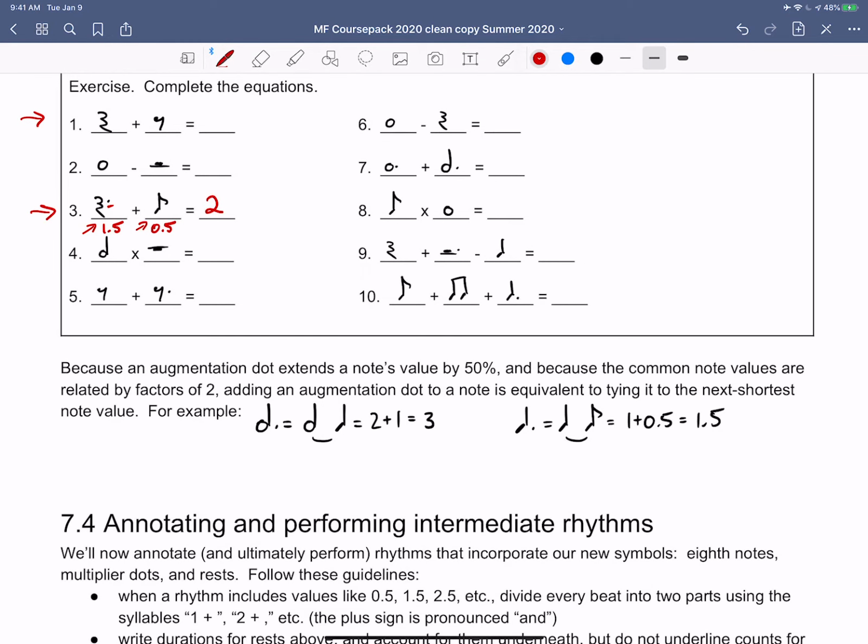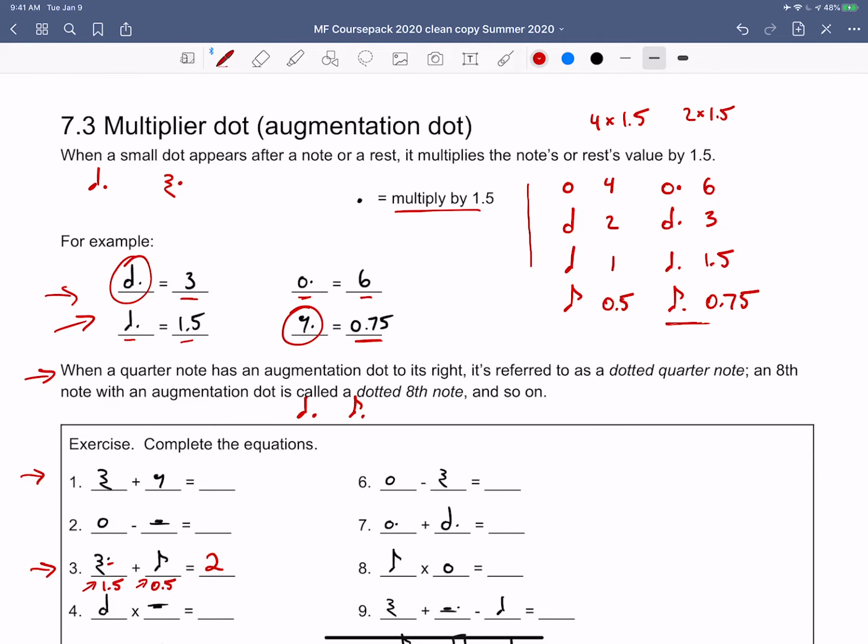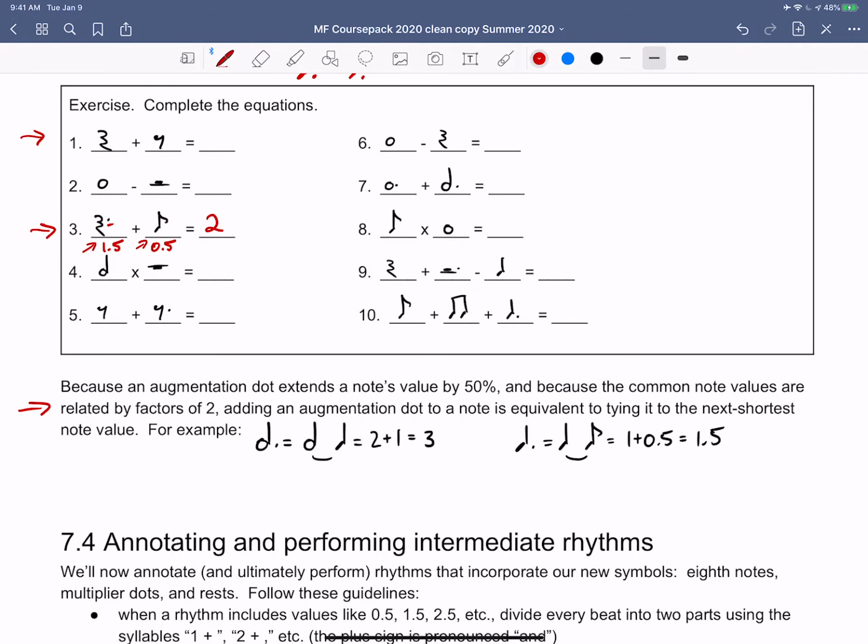Now, one other thing to mention, this is to clarify what I have in this paragraph. Because these dots, the augmentation dot, also known as a multiplier dot, extend a note's value by 50%, that's what multiplying by 1.5 does, and because the common note values are related by factors of 2. So for instance, up here, you notice that as we went down this chart, these numbers are related by factors of 2. The process of putting a dot after a note is equivalent to tying that note to the next shortest note value. So for instance, I'm going to work this out just below it, even though you see the full explanation above it.